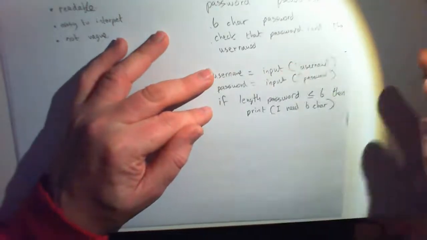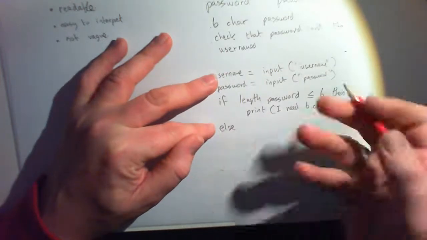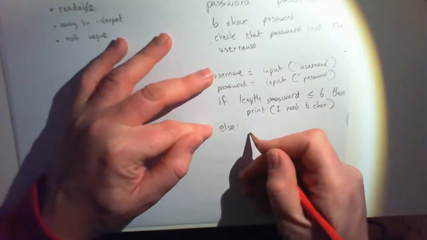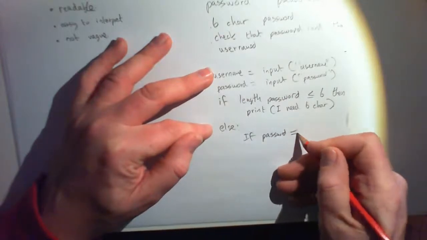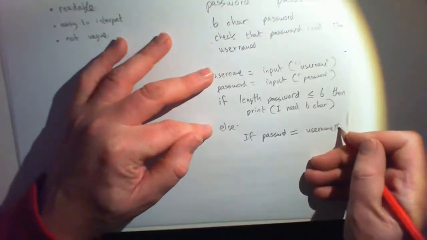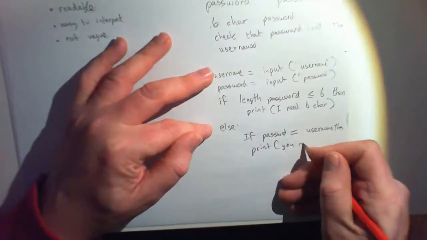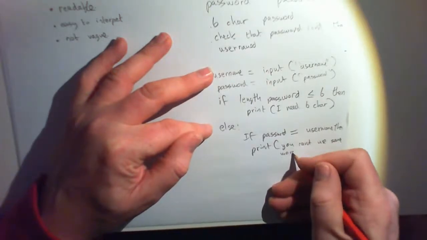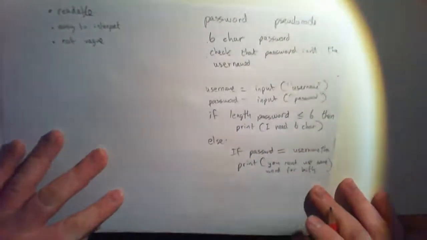Okay, simple as that. This is not formal Python. This is just spitballing it out. And then what are you going to say then? Else, well then, if password, and again, this is not formal, is equal to username, then we need to print, you can't use same word for both. And then you get the idea what's going to be next then.